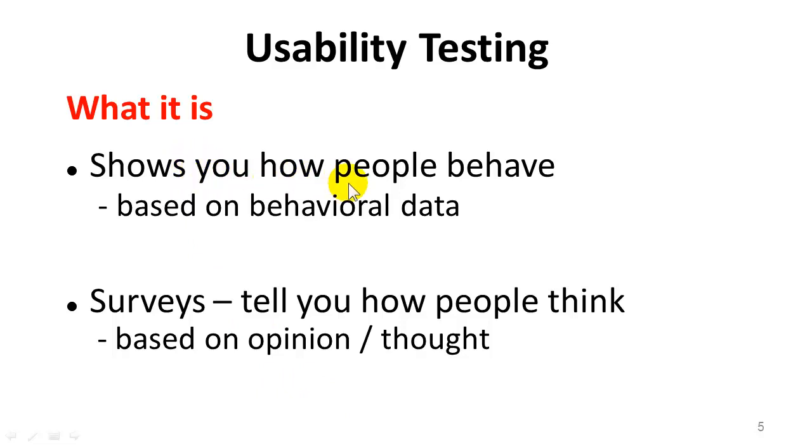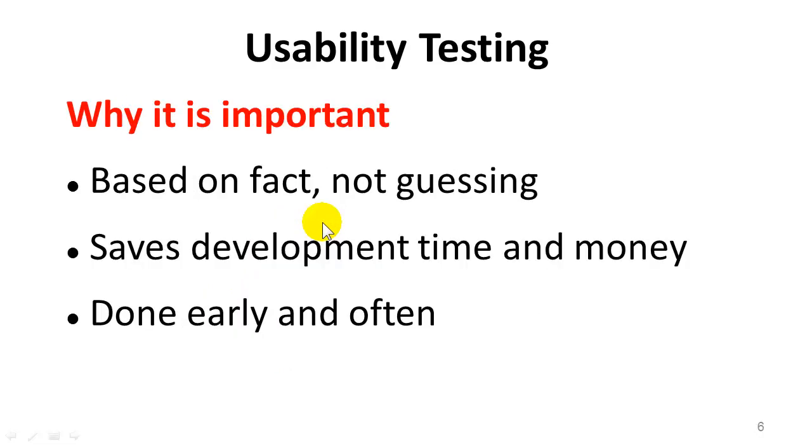Usability testing shows you how people behave. So it's based on behavioral data as opposed to surveys. Surveys tell you how people think. Not to say that surveys aren't good. Also, here again, depending on your product, you can use them both. Surveys are based on opinion and thought, and we all take surveys after we do something on the internet a lot. But user testing more specifically looks at the behavioral data, because it's based on fact, not guessing. It saves development time and money if it's done early and often.